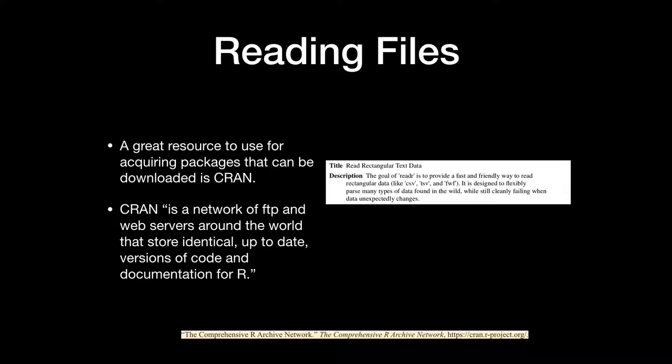So a great resource for acquiring packages that can be downloaded is CRAN. CRAN is a network of FTP and web servers around the world that store identical, up-to-date versions of code and documentation for R. The reason that this has different web servers around the world is that if they were centrally located, imagine everyone from the whole world pulling from the same server each and every single day. It becomes exhaustive, it's computationally expensive, you would have very low download and upload speeds. So as you saw when you initially downloaded R and RStudio, you are able to select the CRAN mirror nearest to you. Those are servers that are located specifically for certain regions to help offload the amount of traffic that goes through these servers.